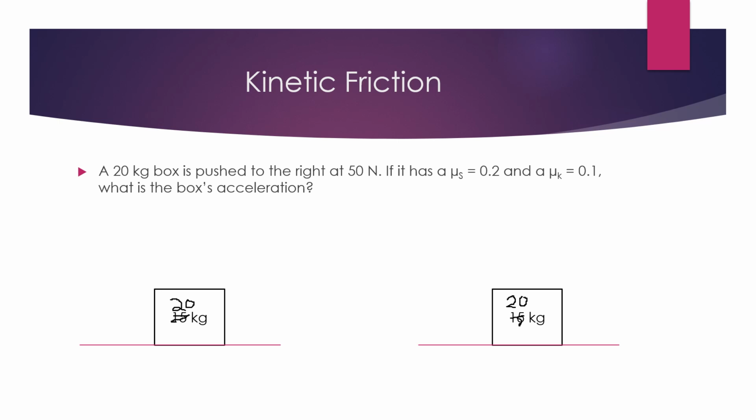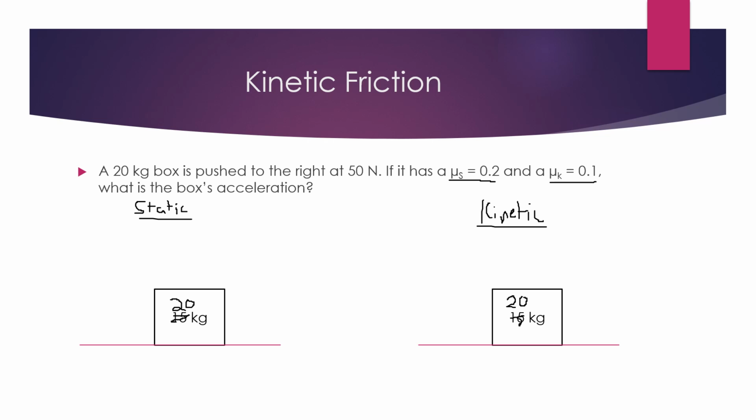Okay, so what I'm going to do is I'm going to draw two free body diagrams. The one on the left is going to have the static friction. The one on the right is going to have the kinetic friction. And I'm going to show you why we're going to have two in just a second. So static, kinetic. So the coefficient of static friction is 0.2 and the coefficient of kinetic friction is 0.1. What is the box's acceleration?